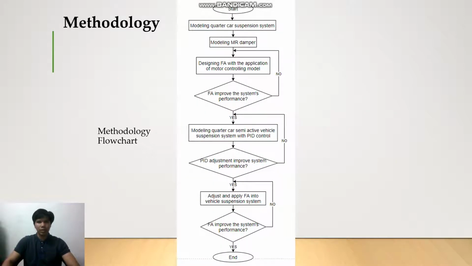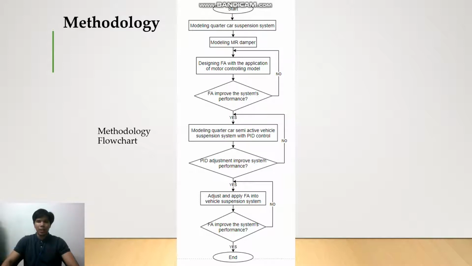So for methodology, this is the flowchart where the methodology starts with modeling quarter car suspension system, and then modeling MR damper, and then designing Firefly algorithm with the application of motor controlling model, and then we check whether the Firefly can improve the system performance or not. If no, then we need to redesign the Firefly algorithm, and if yes, we go to the next step, which is modeling quarter car semi-active vehicle suspension system with PID control, which is the full system for this project.